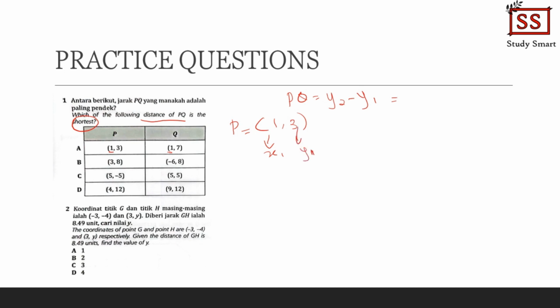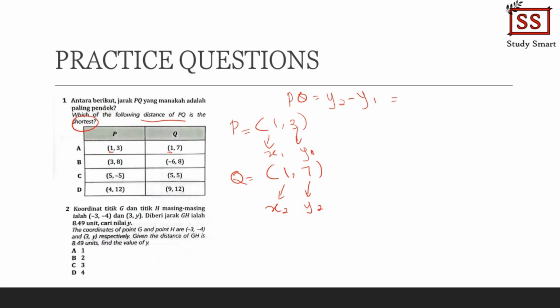For point P, I identify them as x1, y1. And then for point Q, I identify them as x2, y2. It's totally up to you how you want to identify, but you need to remember something: distance, the answer cannot be negative. Even if you get a negative answer, when you write the final answer, you should write it as a positive value because it is distance. Distance cannot be negative unless you want to show the direction.